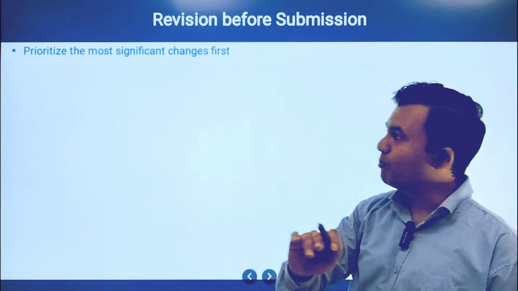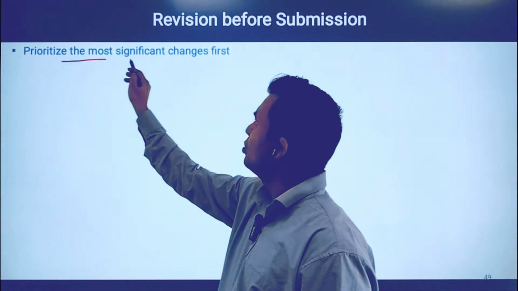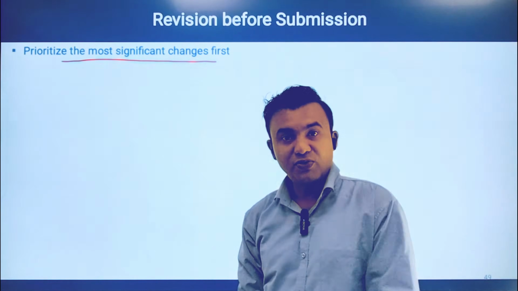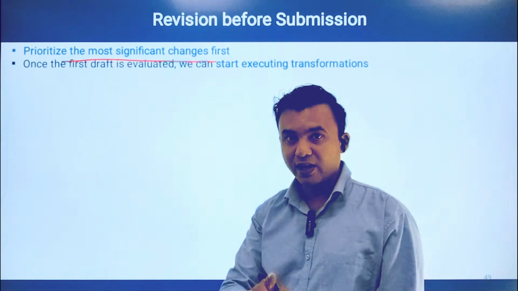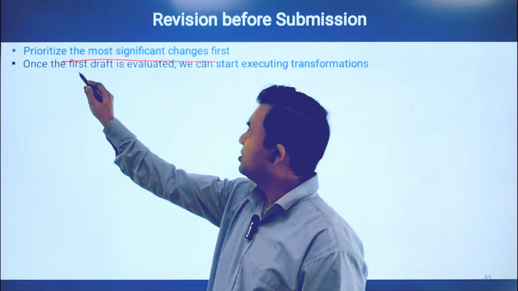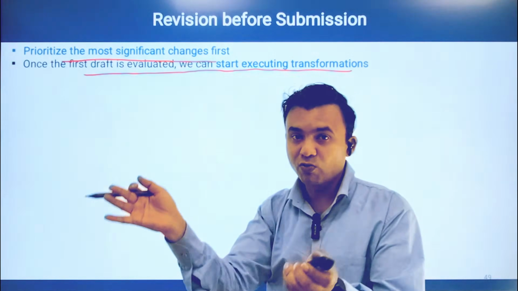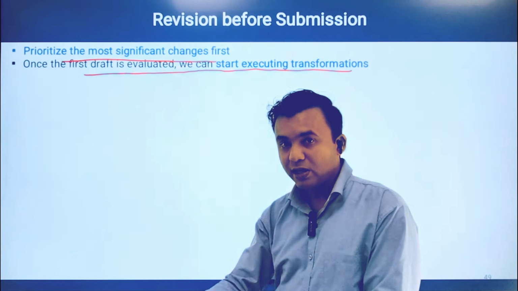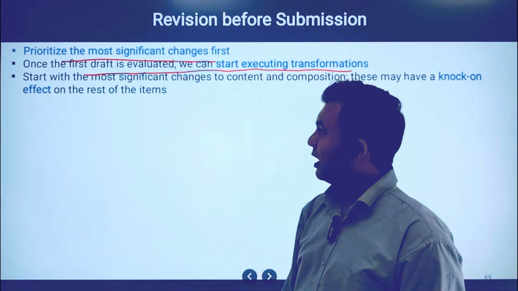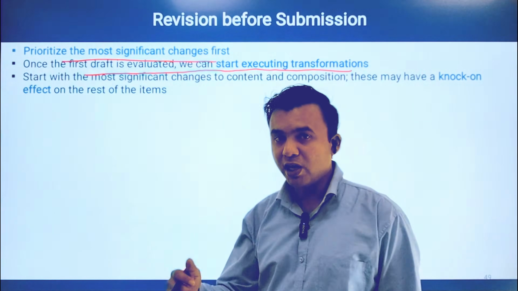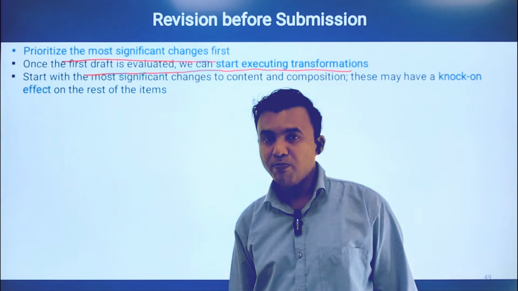Revision before submission. Prioritize the most significant change first. If you have identified any flaw, target that first. Once the first draft is evaluated, start executing the transformation, resolving whatever problems you have identified, and start working on the most important part.